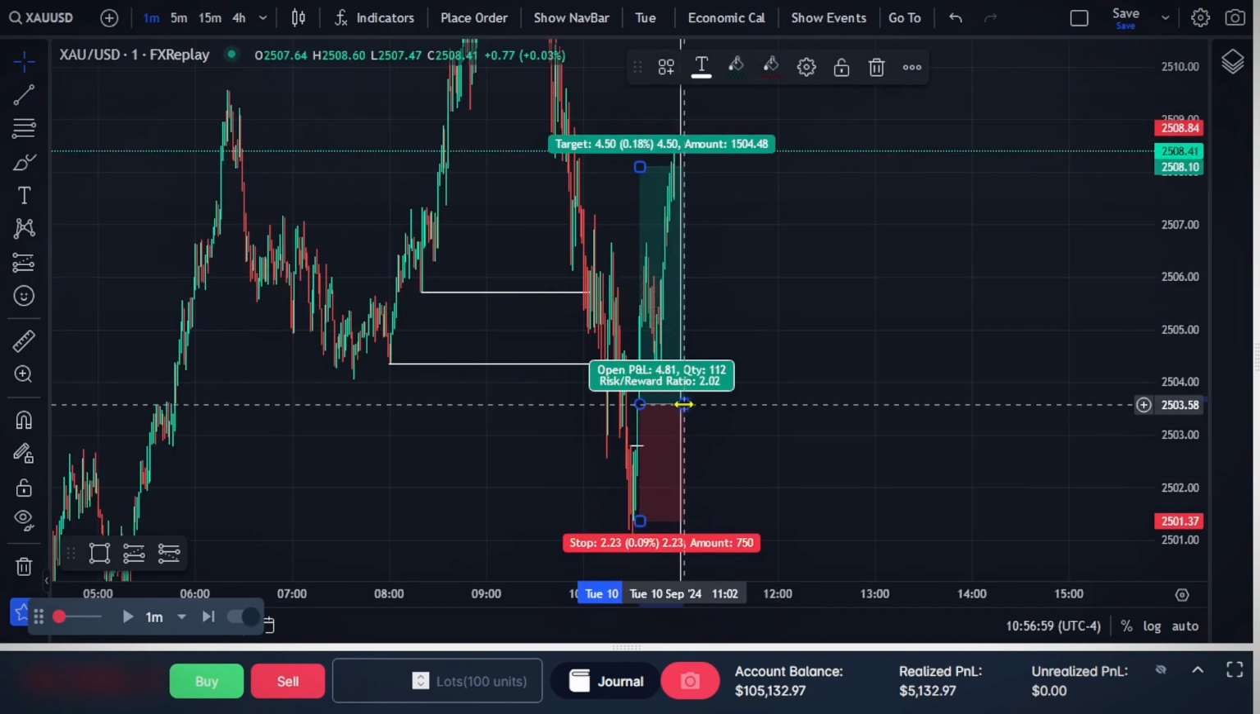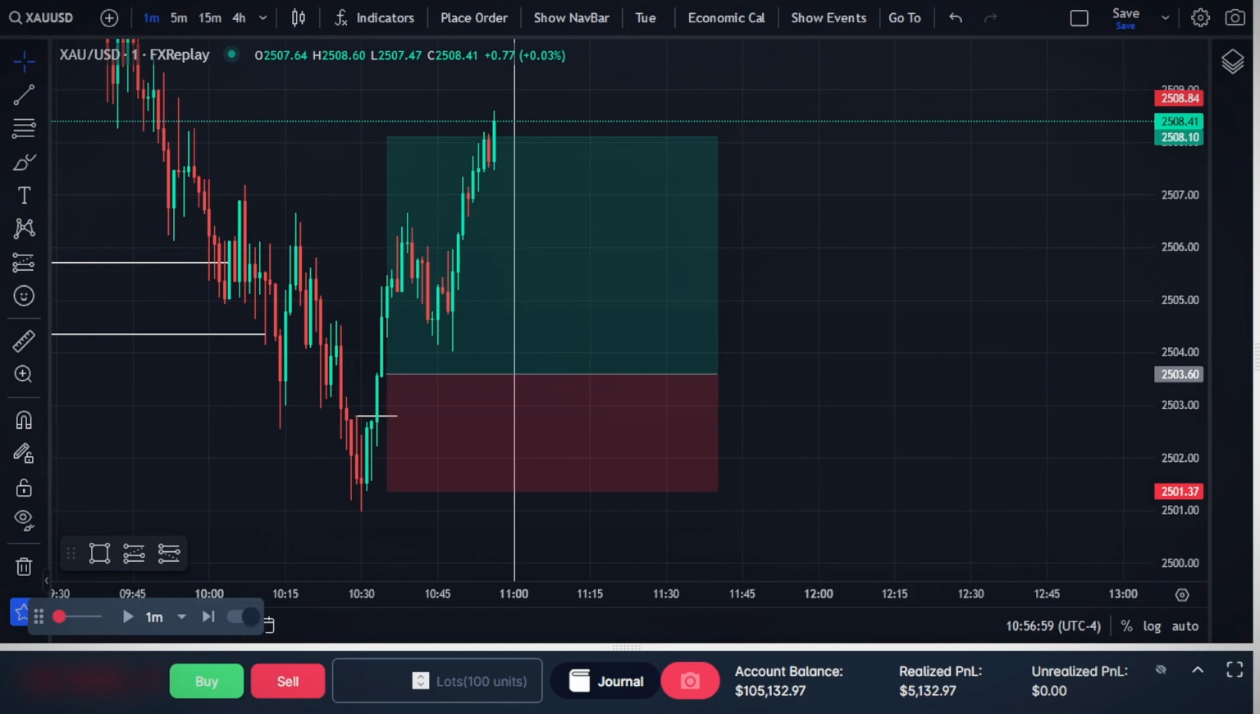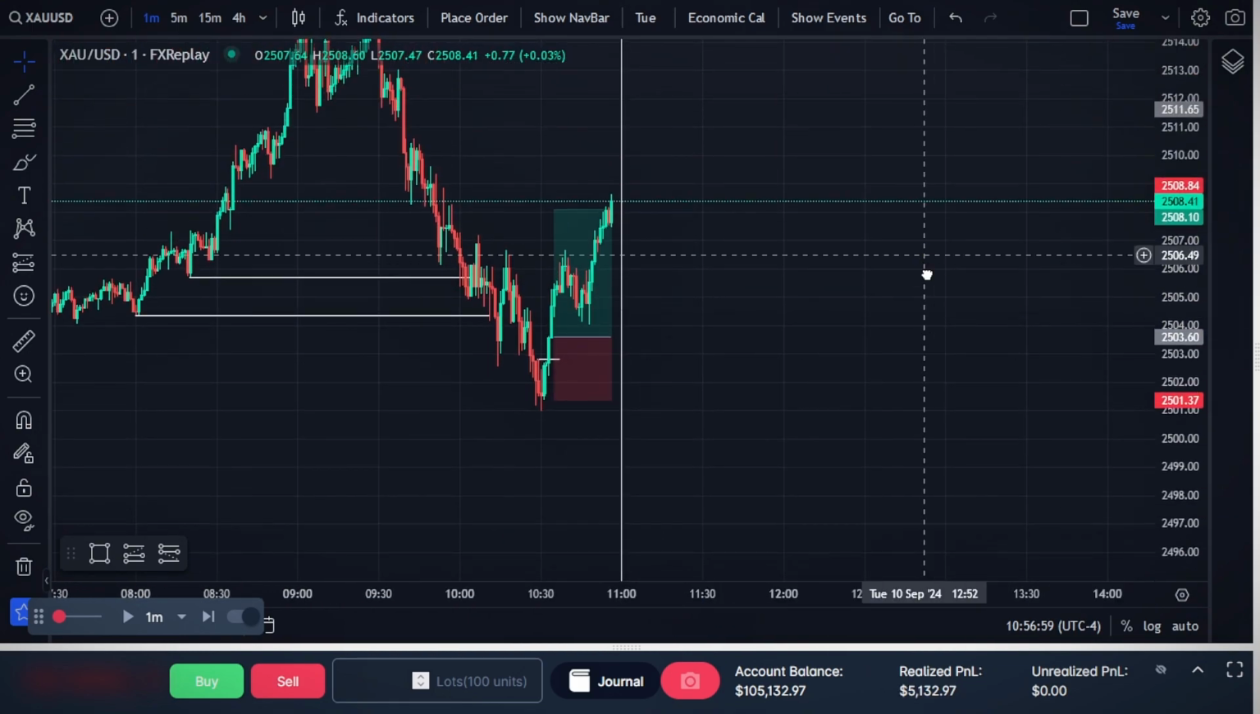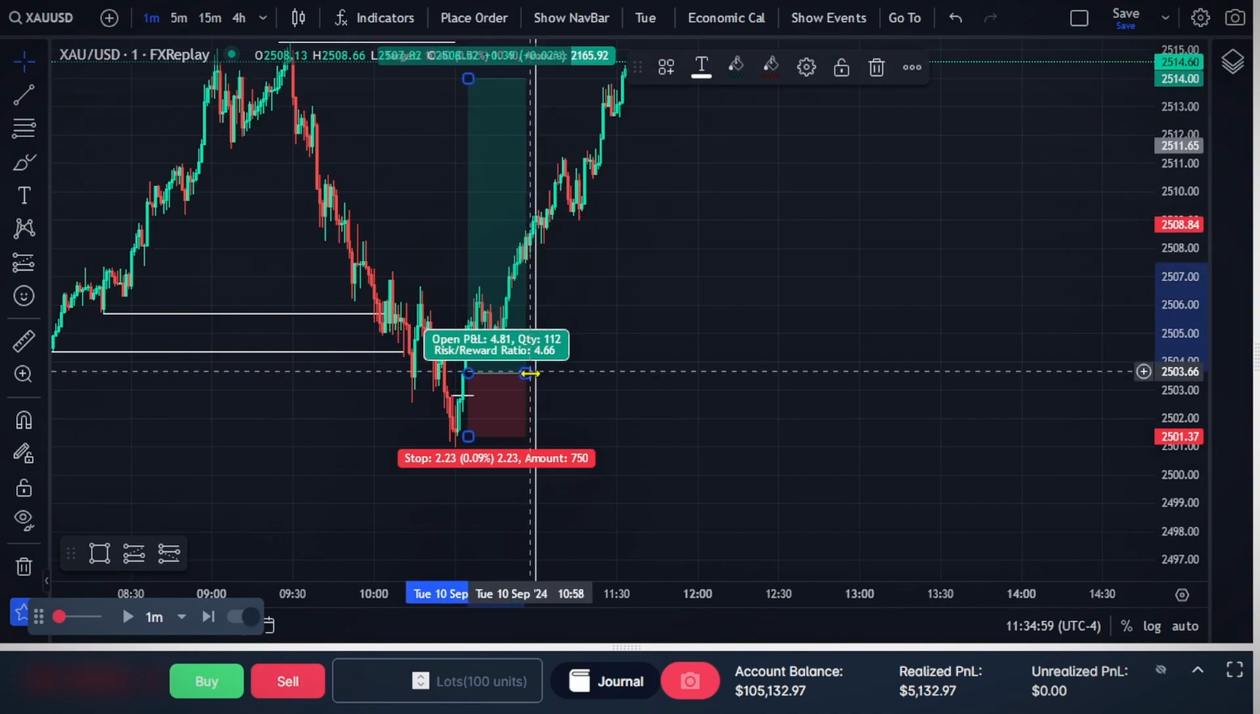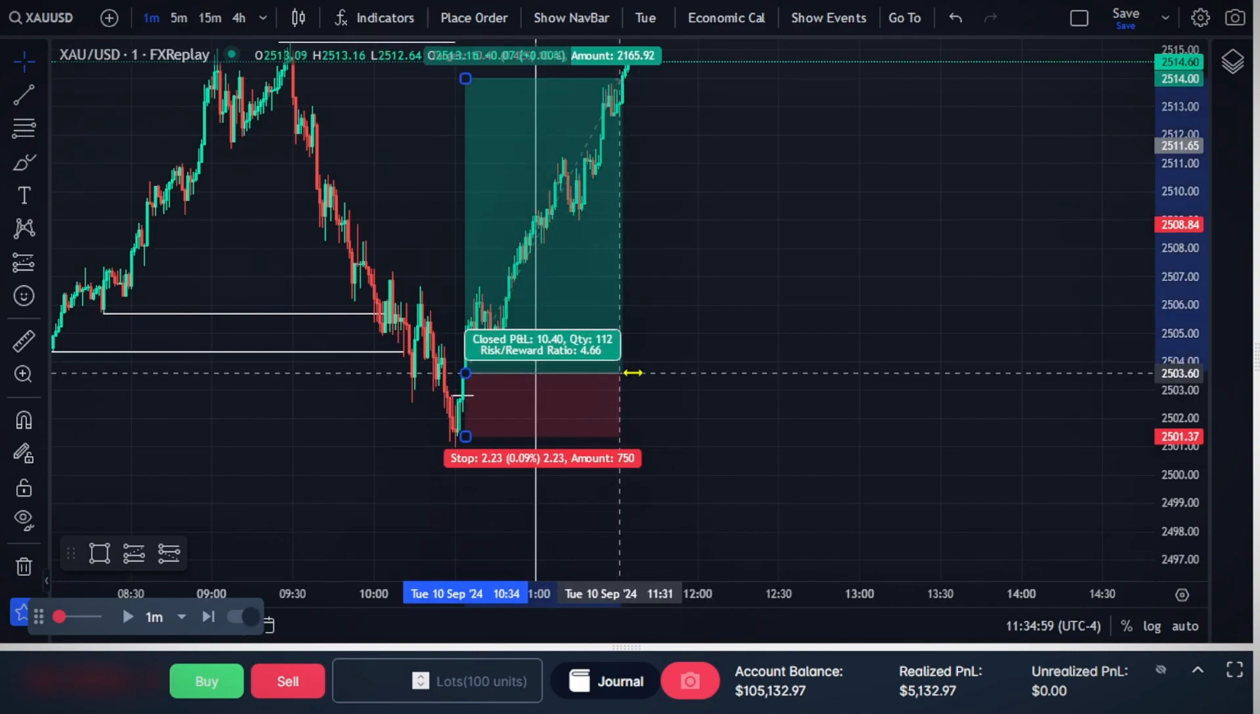Just like that, this trade was another winner. You could also have trailed your stop loss to secure more profit, but if you're a beginner, I'd suggest sticking to a fixed risk to reward ratio.